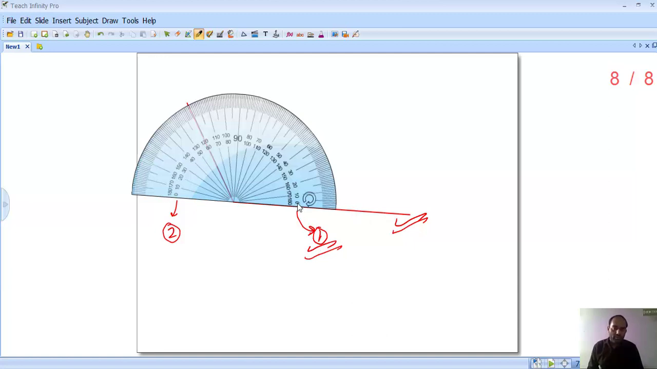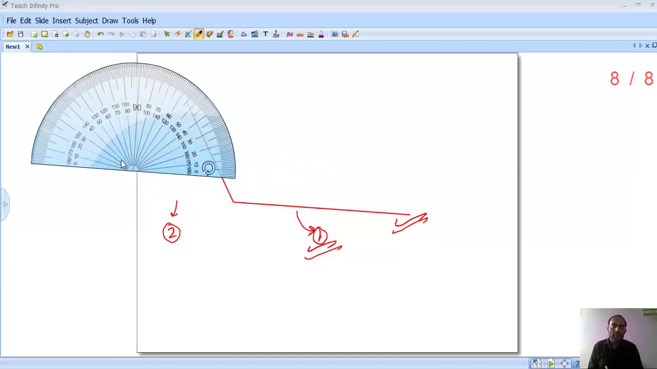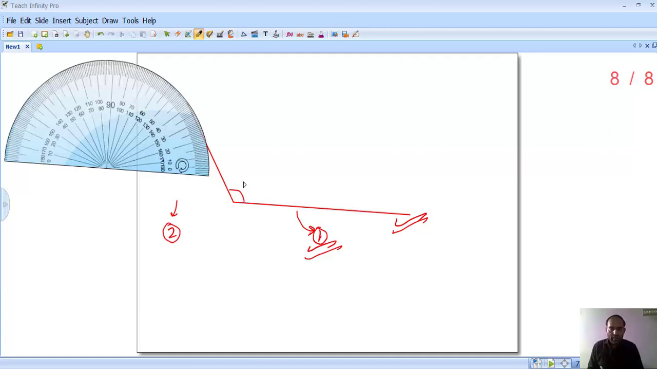Okay, now 0, 10, 20, 30, 40, 50, 60, 70, 80, 90, 100, 110 and 120. This line is at 120. So how much is the angle? 120. Now remove the protractor. Right here is the measurement of the angle, and that is 120 degrees. Okay, let me take one more example.